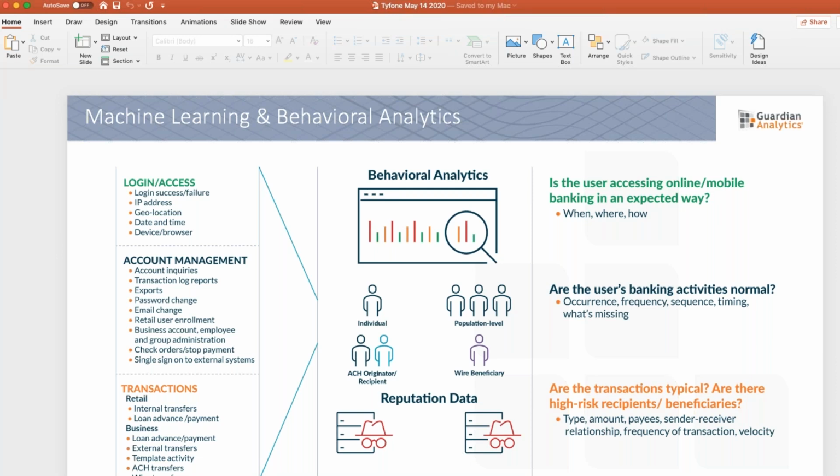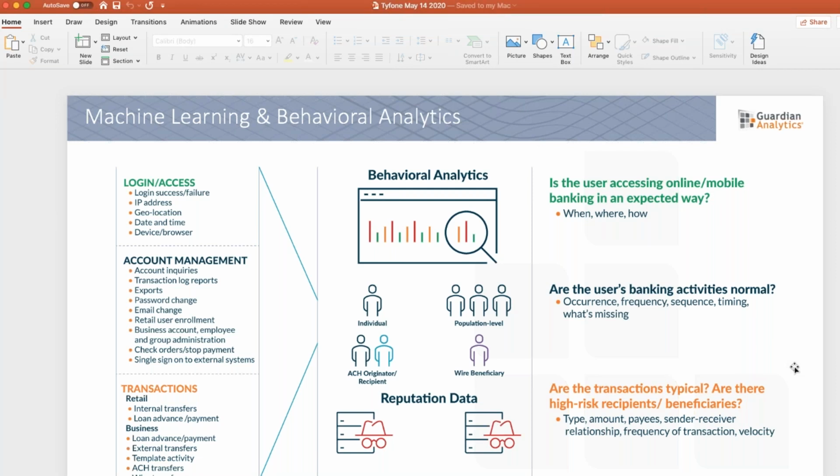We also elicited reputation data to help us when we perform risk rating. So such as suspicious IPs published by cybersecurity firms such as Frontier, or a blacklist curated by Guardian Analytics of suspicious accounts, RDFIs. And all those are going to help determine the risk level or the risk score of a user when they use a banking system.